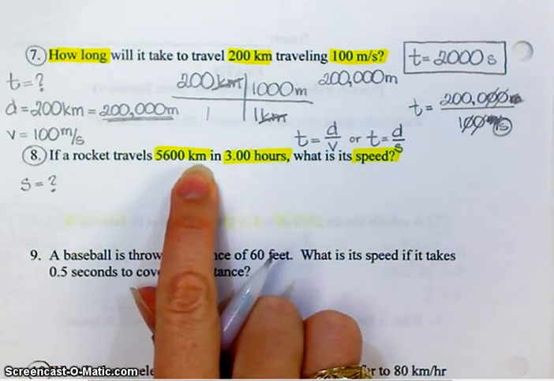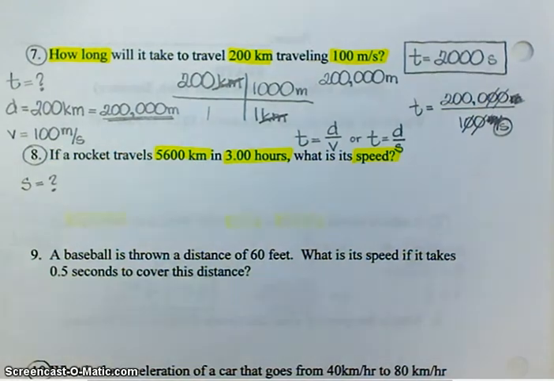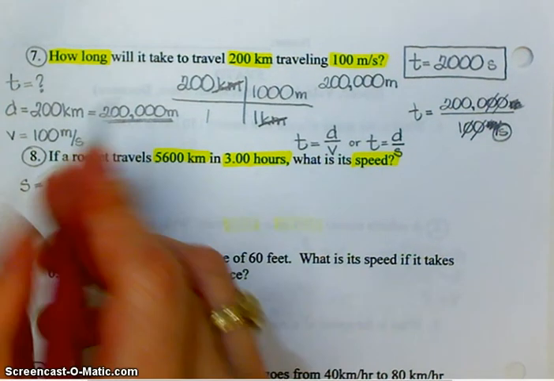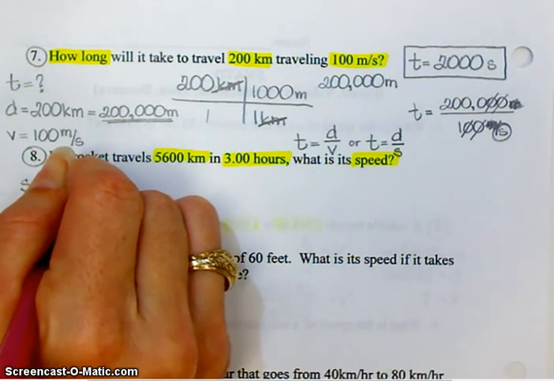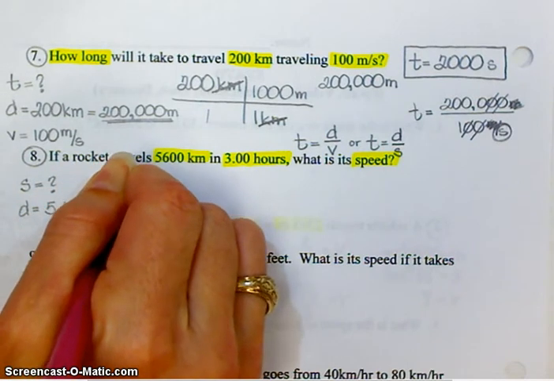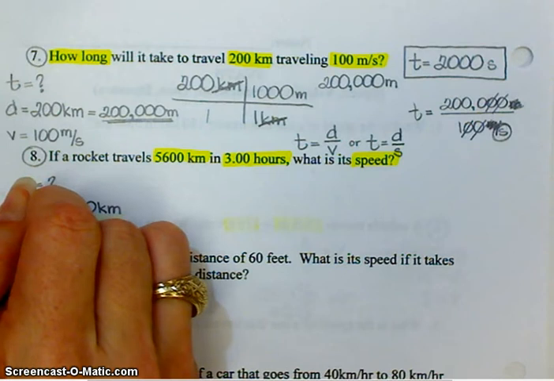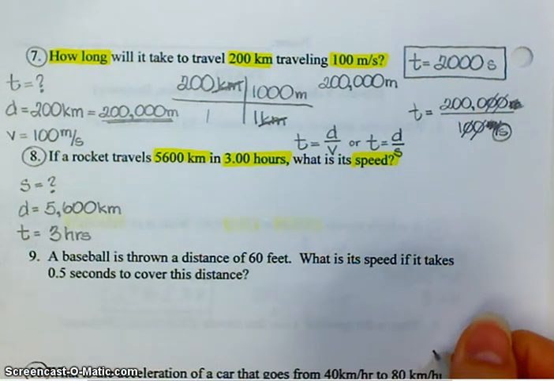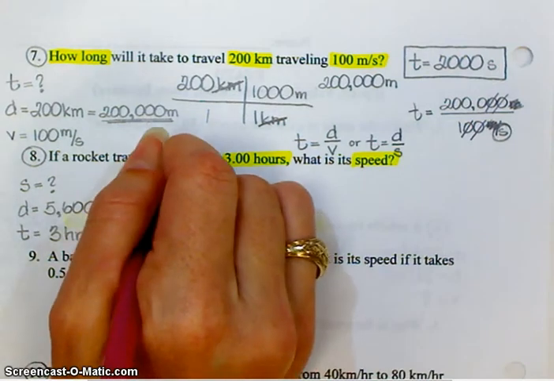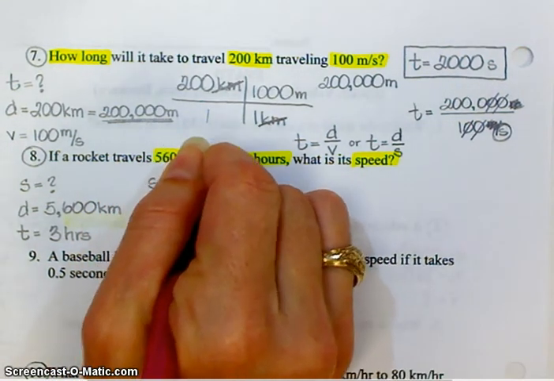5,600 kilometers is a distance. Okay, so D equals 5,600 kilometers. And then 3 hours is what? That's a time. Okay. I go looking for a formula. I need a formula for speed. Speed equals what? Good. Distance divided by time.